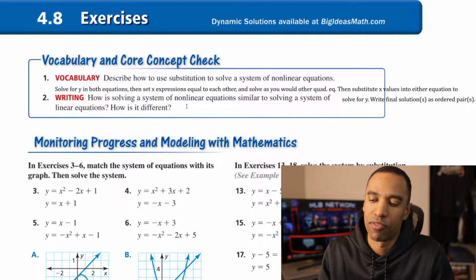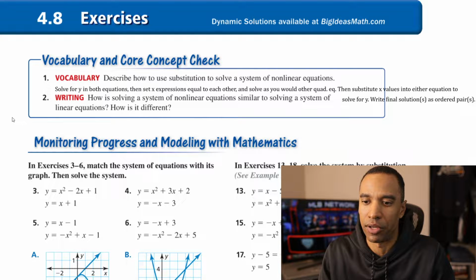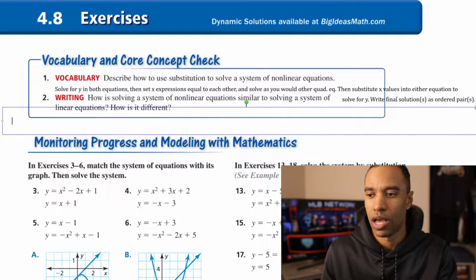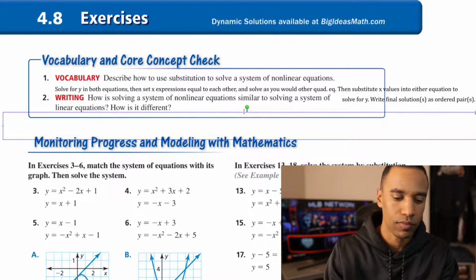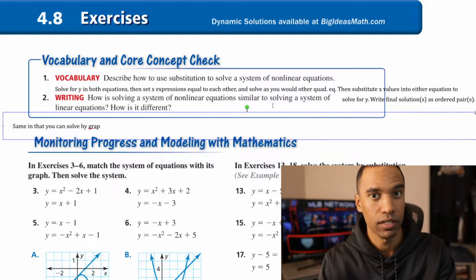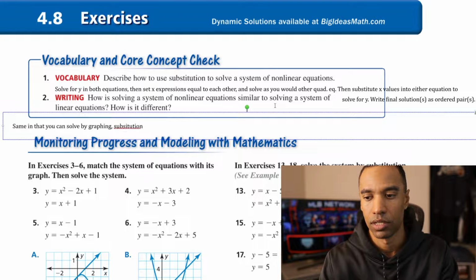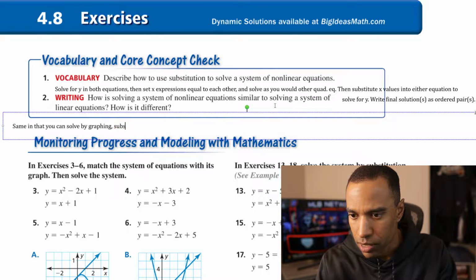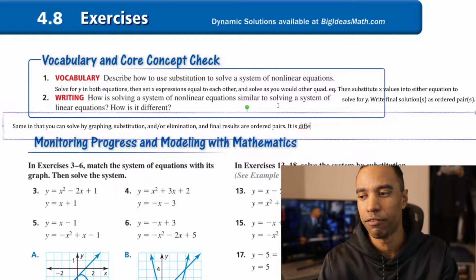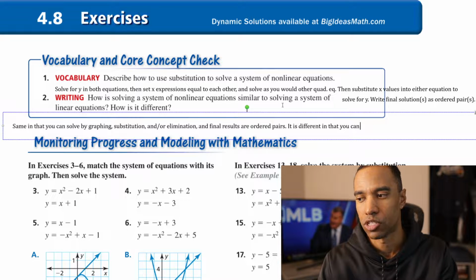All right, how is solving a system of nonlinear equations similar to solving a system of linear equations, and how is it different? Well, it's the same in that you have different methods you can use. It's the same in that you can solve by graphing, substitution, and or elimination, and final results are ordered pairs. It is different in that you can possibly have 2 solutions.